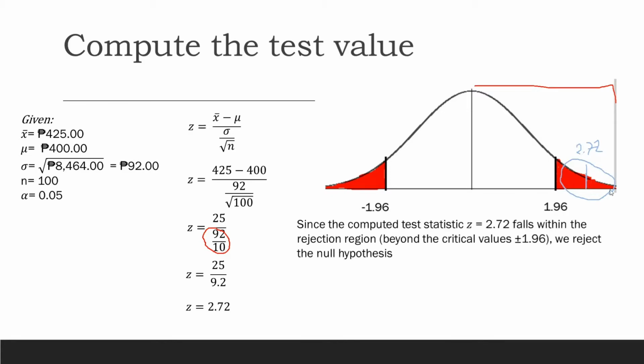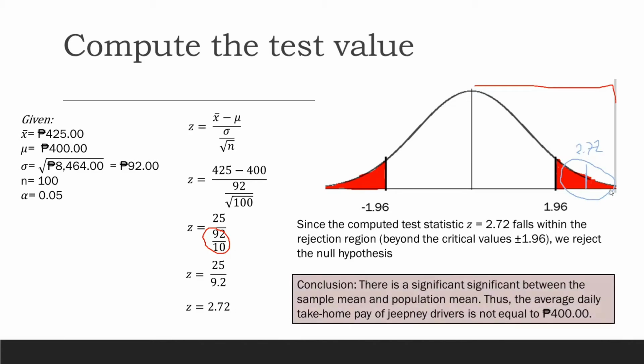So, since the computed test statistic, which is z is equal to 2.72, falls within the rejection region, we reject the null hypothesis. So, yung conclusion nyo is, there is a significant difference between the sample mean and the population mean. Thus, the average daily take-home pay of jeepney drivers is not equal to 400.